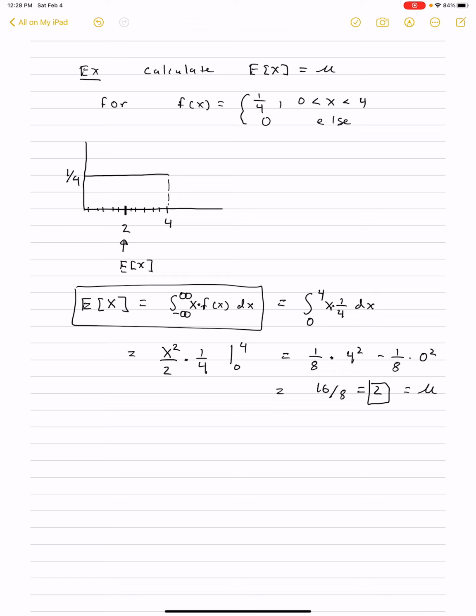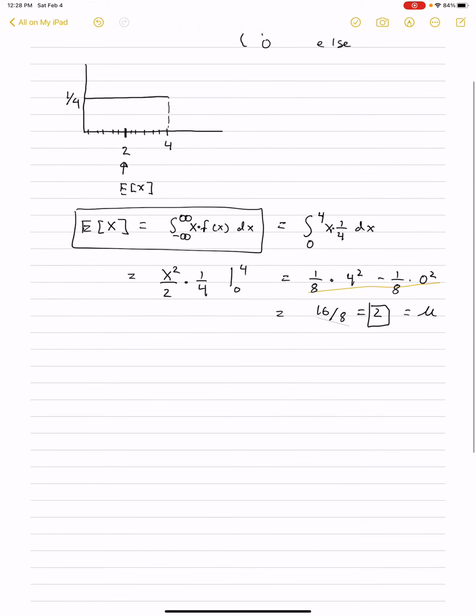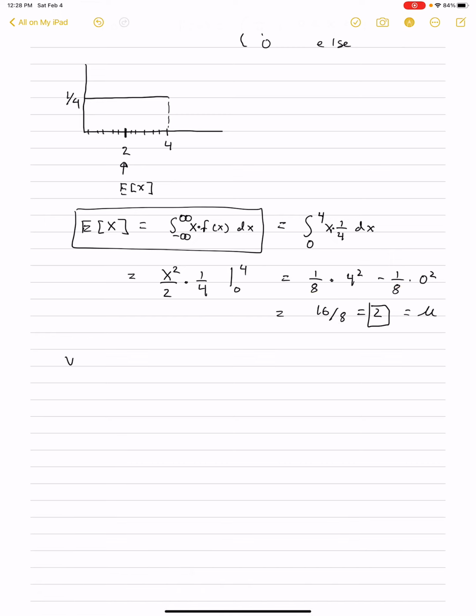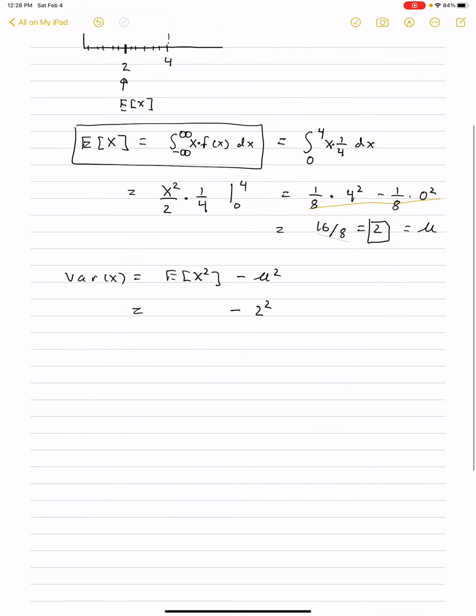Let's do some other examples. What else could we do with expected value? We could calculate, for instance, the variance of X. The variance of X is E of X squared minus mu squared. We've already seen mu squared is 2 squared. We just need to know what E of X squared is. Well, E of X squared is, as you would guess, intuitive. Instead of integrating x, we'll integrate x squared.